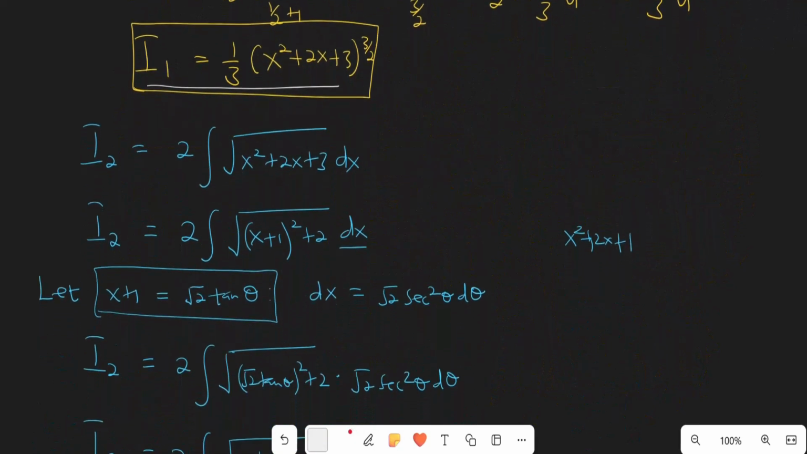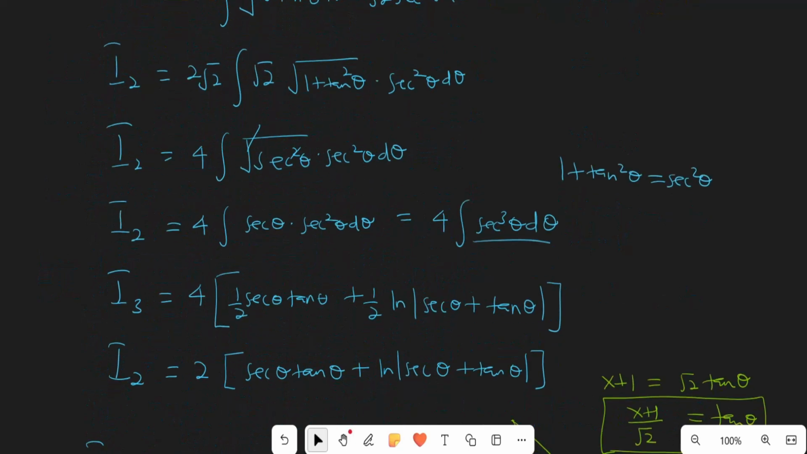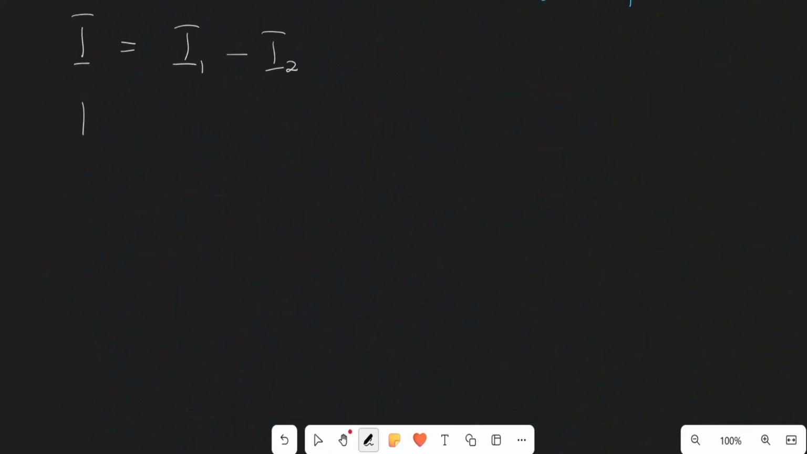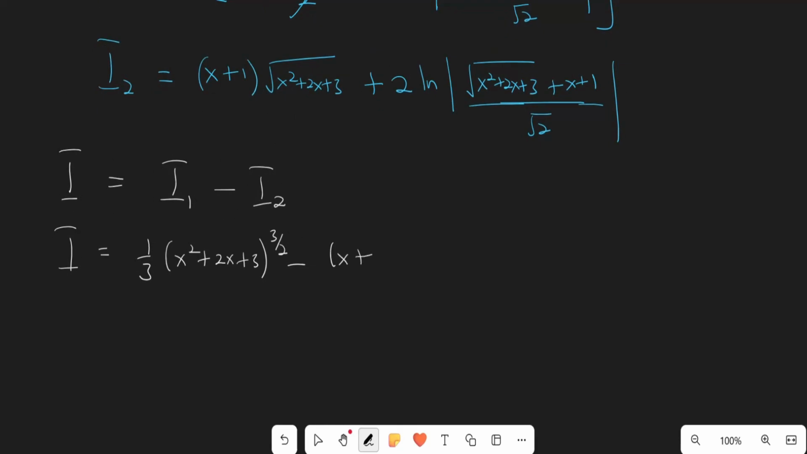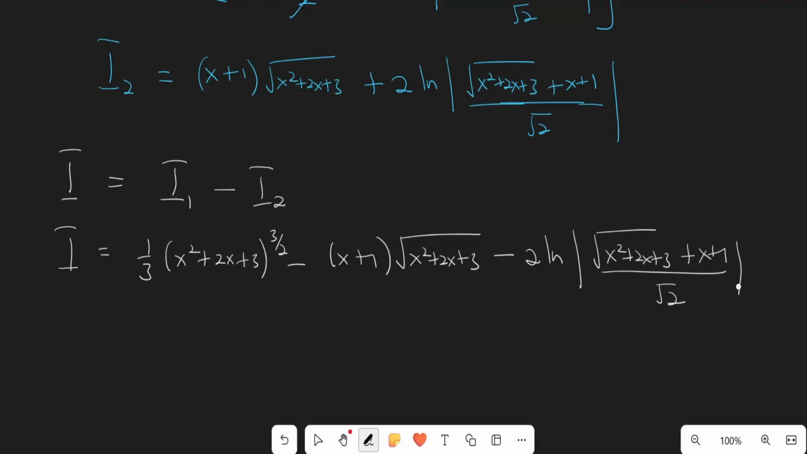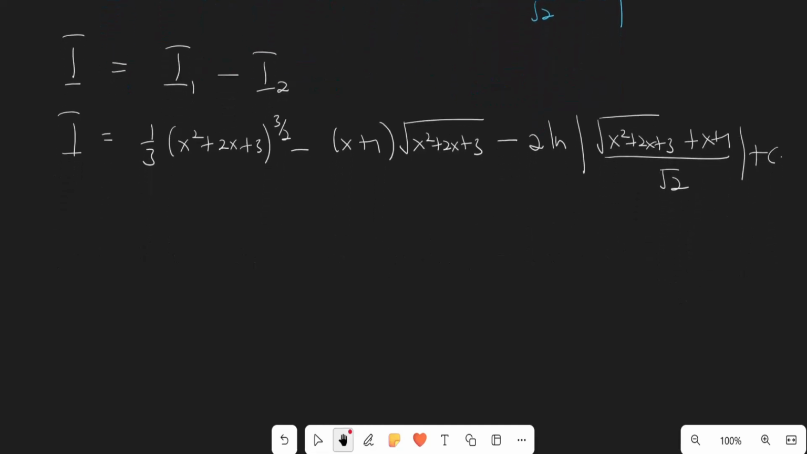So I1 is 1/3 (x squared plus 2x plus 3) raised to the power 3 over 2. So I is 1/3 (x squared plus 2x plus 3) raised to the power 3 over 2 minus I2, and then I2 is this one, which is (x plus 1) times the square root of x squared plus 2x plus 3, and then minus, because that is going to make this one negative, minus 2 ln of the absolute value of the square root of x squared plus 2x plus 3 plus x plus 1, all over the square root of 2, plus the constant of integration.